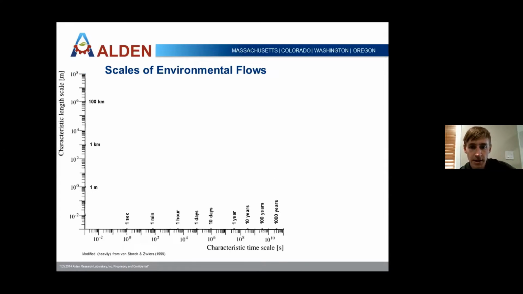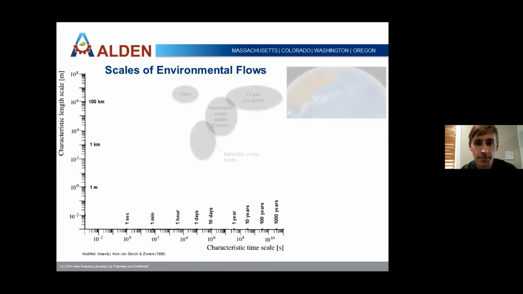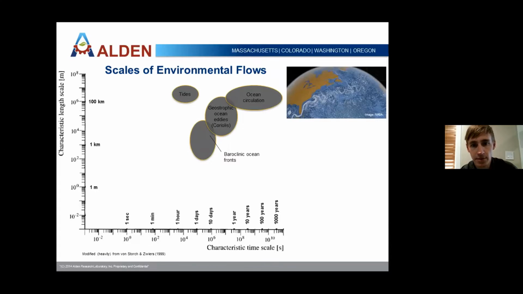Big picture, the scales of environmental flows. So you think about water, the way water moves on our planet, different processes have different time scales, they have different length scales, and that's kind of the theme of this webinar. So we have stuff that happens on the order of days to years with very long spatial scales of, say, hundreds of kilometers. We're thinking about ocean circulation, eddies in the ocean that are influenced by the planet's rotation, tides, baroclinic fronts in the ocean.